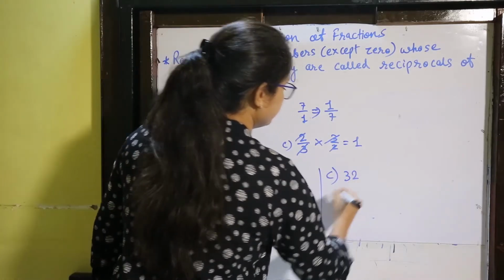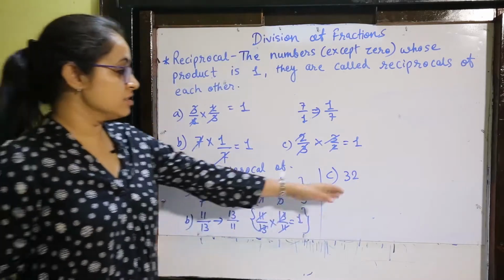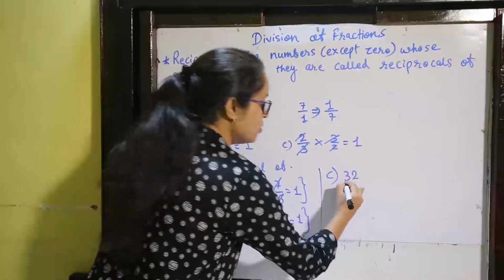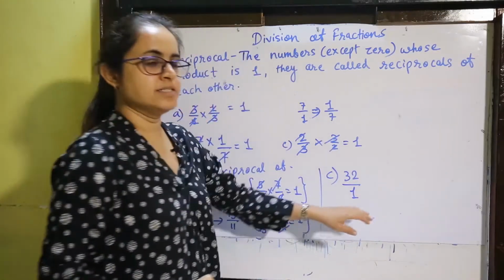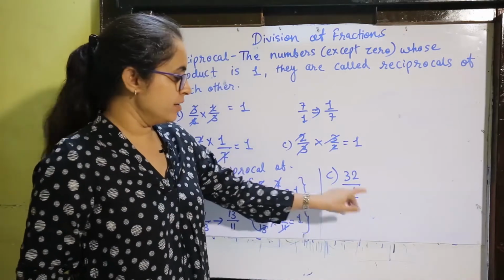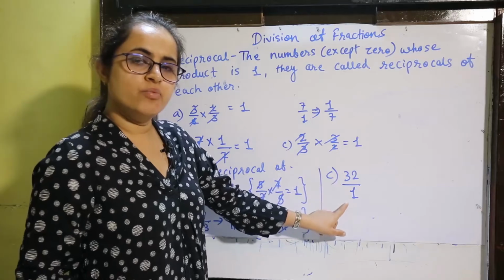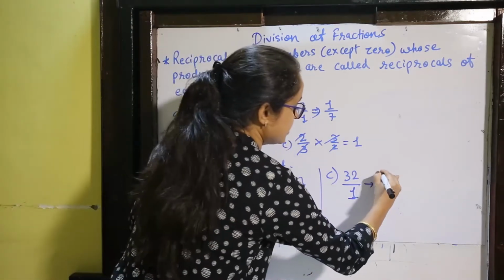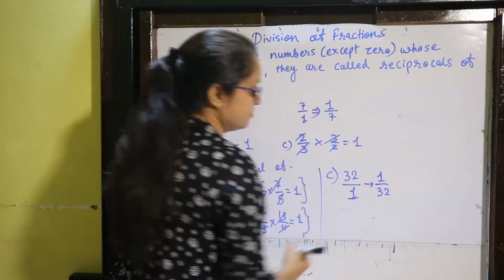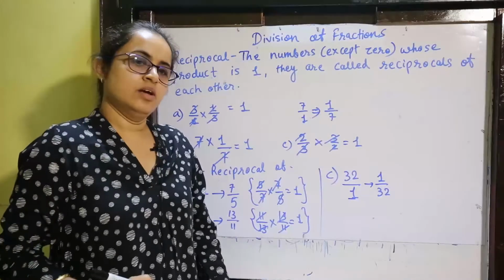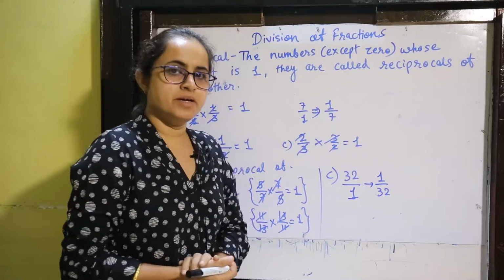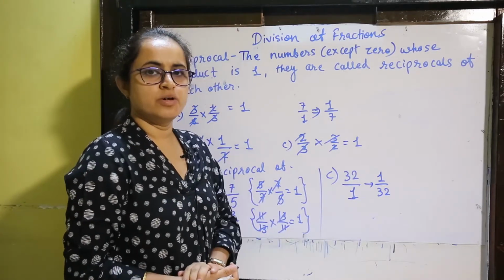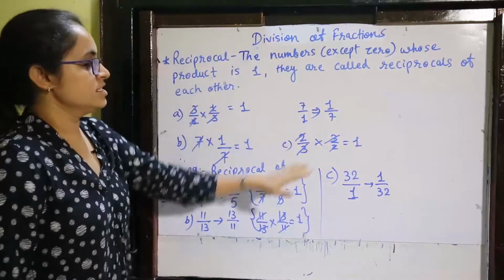Reciprocal of 32. Now you will think, teacher, this is a whole number. How can we get the reciprocal of a whole number? You can, because any whole number has the denominator 1, as I told you earlier. So if I get the reciprocal of this, it is 1/32. So if a whole number is there anywhere, you just write the denominator as 1 and find its reciprocal. So this is all about reciprocal.